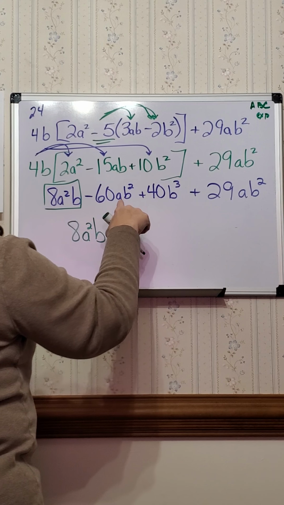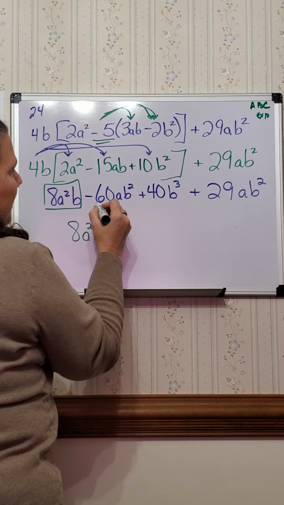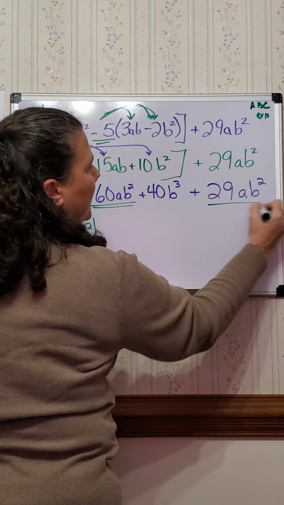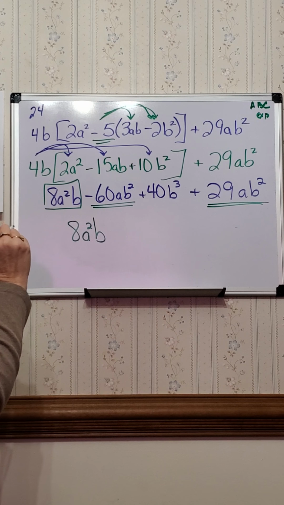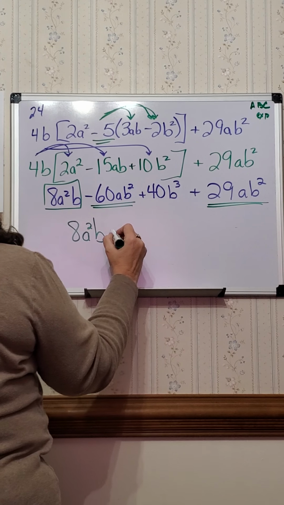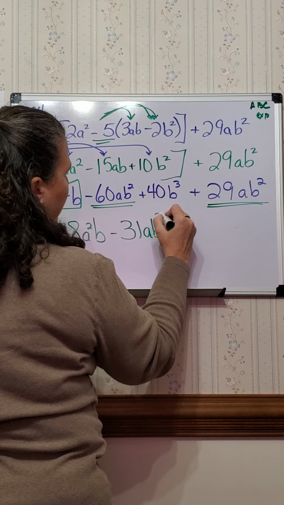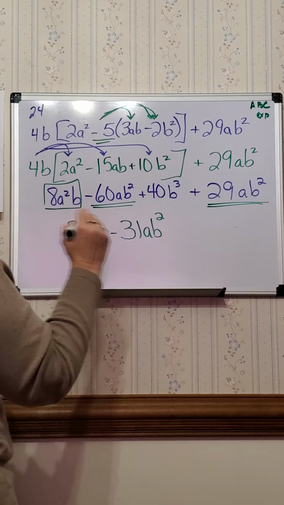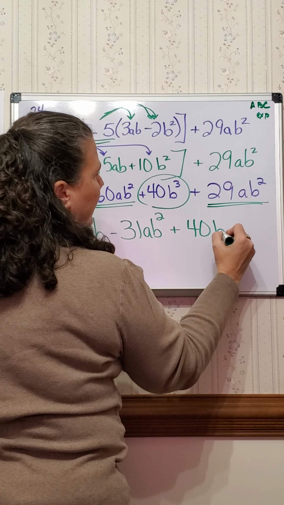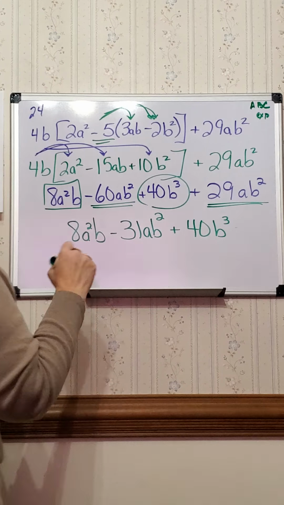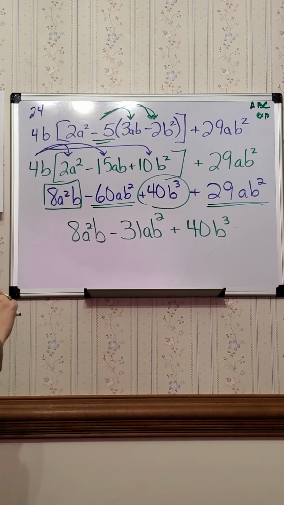Next, I've got my regular A that doesn't have an exponent. But if you look, this and this are like terms. So I can go ahead and combine those together. And that's going to give me a negative 31AB squared. Now I can go ahead and bring down my term that's got the B in it. So alphabetical order first, then we're looking at exponents.